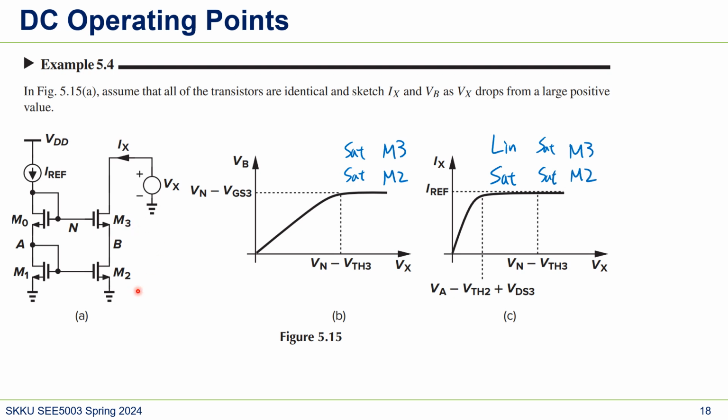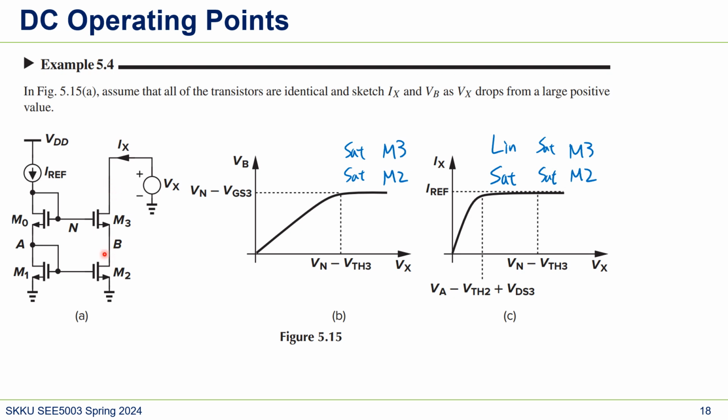That's because VB is not changing much, while Vx changes more. So VB kind of stays still, so that's why this transistor will stay in the region that it is in, but for this transistor, Vx is changing, so its operation region breaks first.